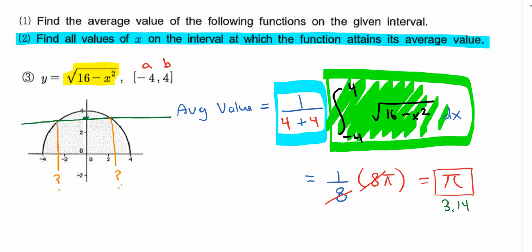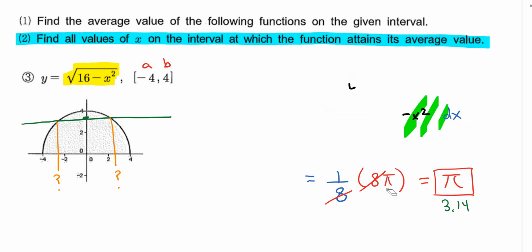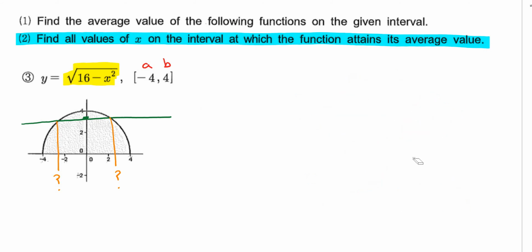So the next part of the question is I need to find the x values where the y height is pi. Okay, let's erase this. And just like the previous question, we take our original function, which is the square root of 16 minus x squared, and we make that equal to the average value found in part 1, which was pi. And then we just solve for x. All right, so I can square both sides. If I do that, I get 16 minus x squared equals pi squared.